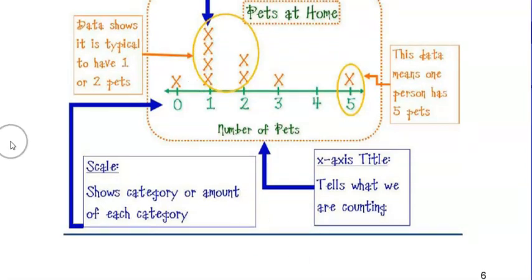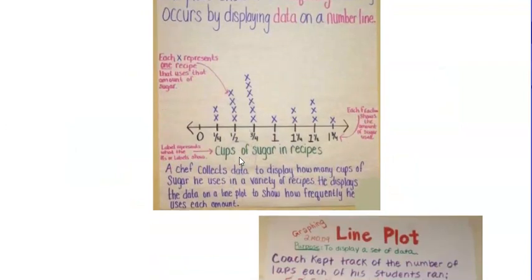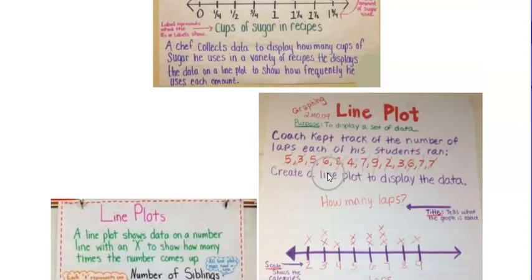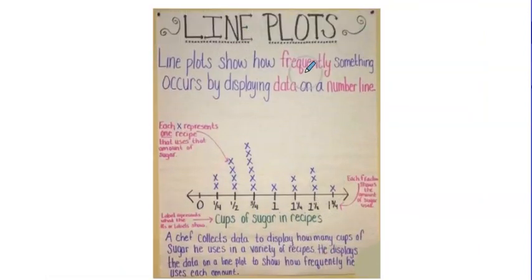If you're looking at page 7, you'll notice that there are a couple other charts. These are very similar to the one that you just saw, just a couple different examples. A line plot shows how frequently something is going to occur on a number line. The data are these X's, the number line is down below, and the X's represent how frequently something is going to happen. It also talks about how each fraction is going to show the amount of sugar that was used. Your numbers along the bottom are the cups of sugar in the recipe.